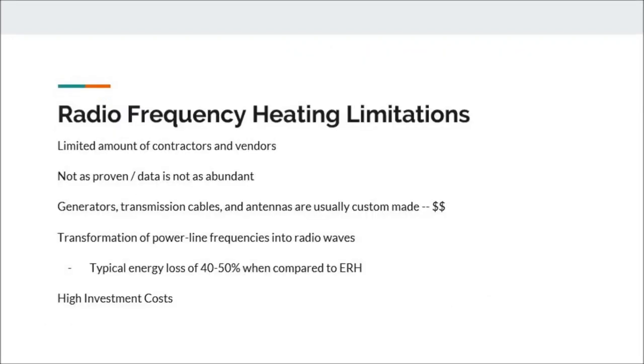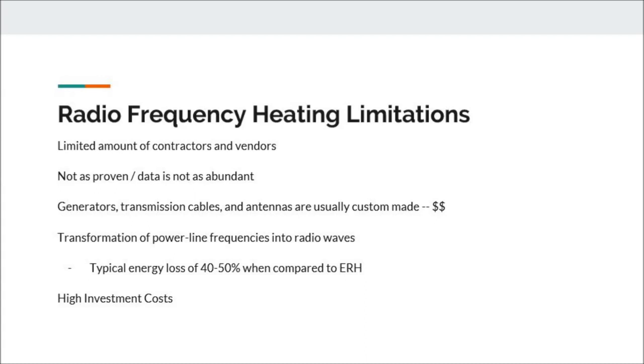The main limitation for radio frequency heating is that there's a limited number of vendors and contractors that specialize in this specific technique. Generally, this method is used in the oil industry for oil extraction of dense and viscous oils such as oil sand and shale. The second major limitation of radio frequency heating is that the generators, transmission cables, and antennas have to be custom made in certain applications. This is generally associated with very high capital expenses.